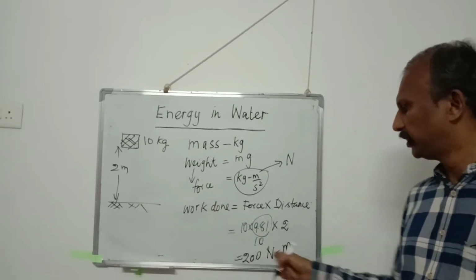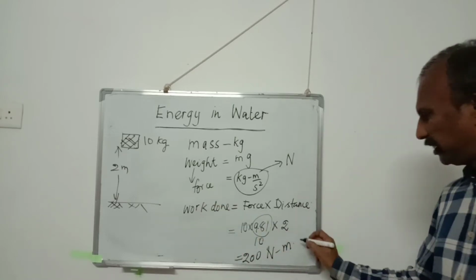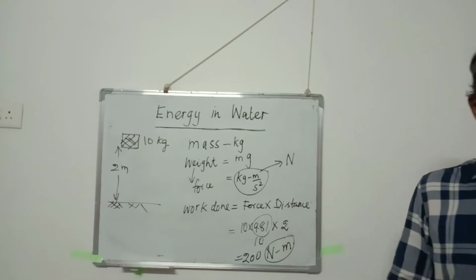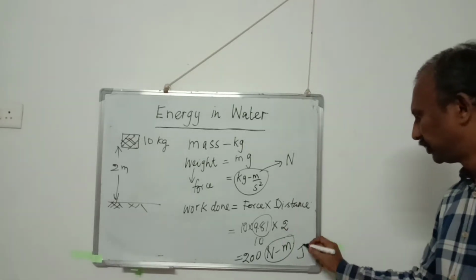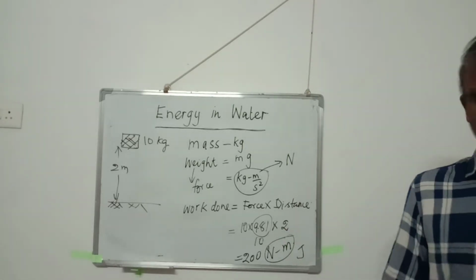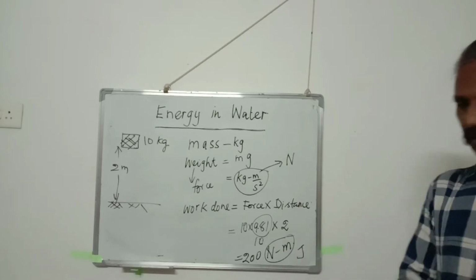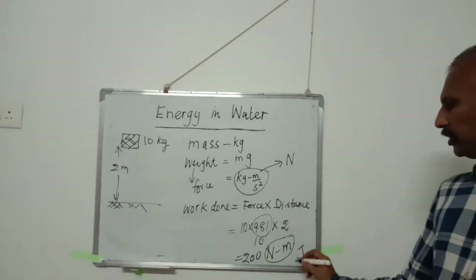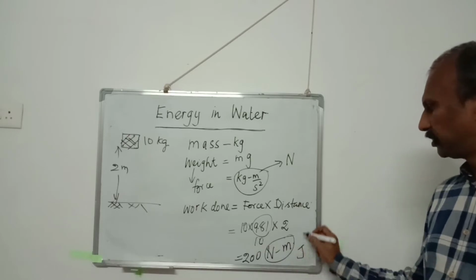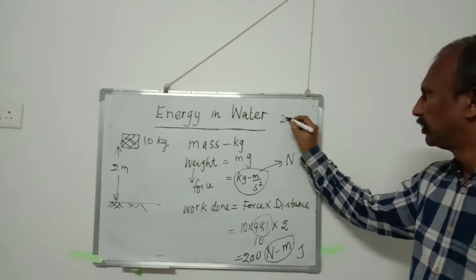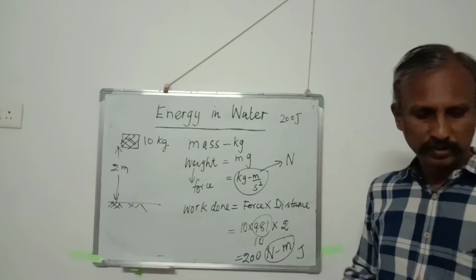So for work done, the unit is Newton meter, and in memory of the scientist Joule, 1 Newton meter is denoted as Joule. So we can say that it is 200 joules.